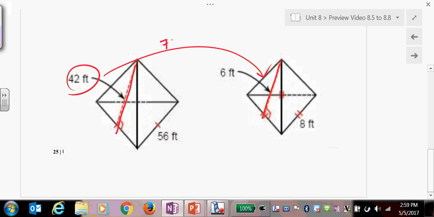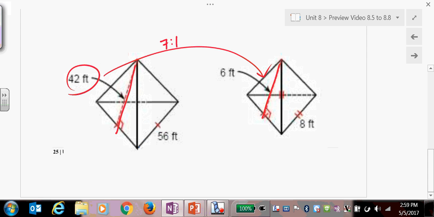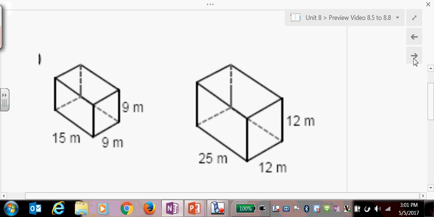Okay, so this is going to be a 7 to 1 ratio. And let's try this one. This 56 and this 8. All right, students, you should have known that 8 does go into 56, so you're going like this. That is also a 7 to 1 ratio. So our ratios are equal. So big fat yes, they are similar. So that's how you determine similar solids.